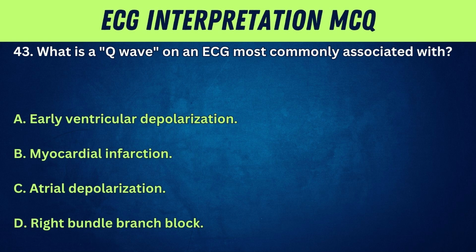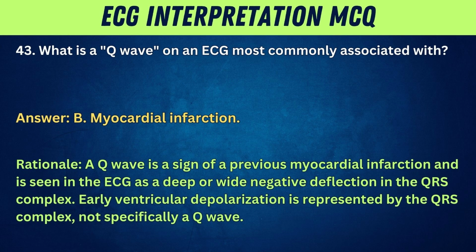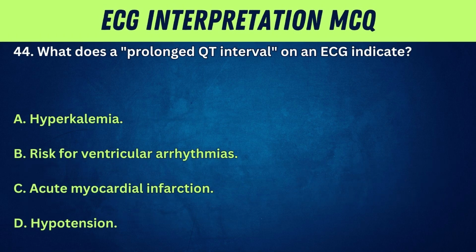43. What is a Q wave on an ECG most commonly associated with? A. Early ventricular depolarization. B. Myocardial infarction. C. Atrial depolarization. D. Right bundle branch block. Answer: B. Myocardial infarction. Rationale: A Q wave is a sign of a previous myocardial infarction and is seen in the ECG as a deep or wide negative deflection in the QRS complex. Early ventricular depolarization is represented by the QRS complex, not specifically a Q wave.